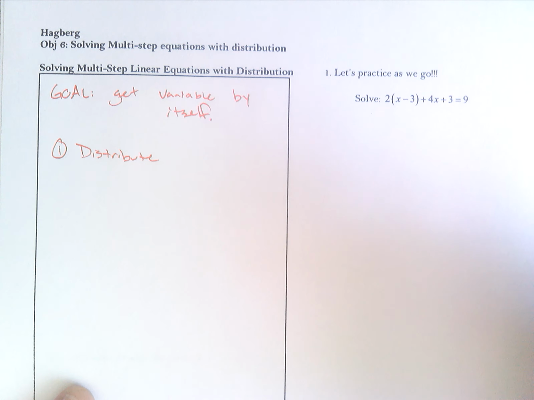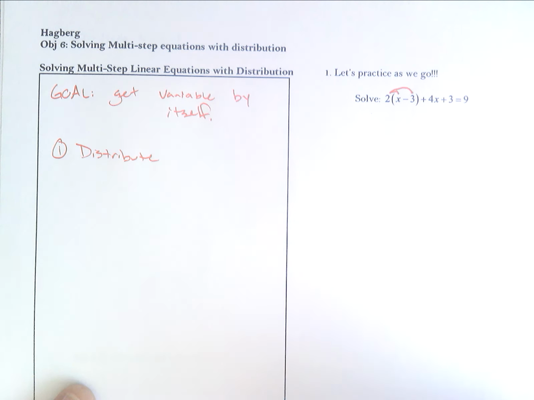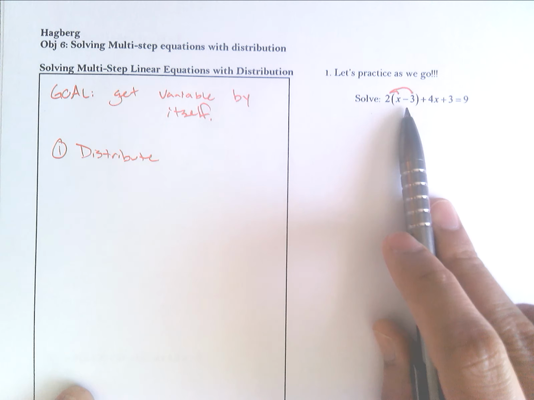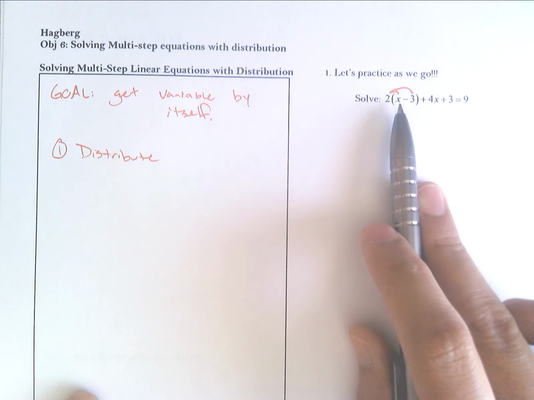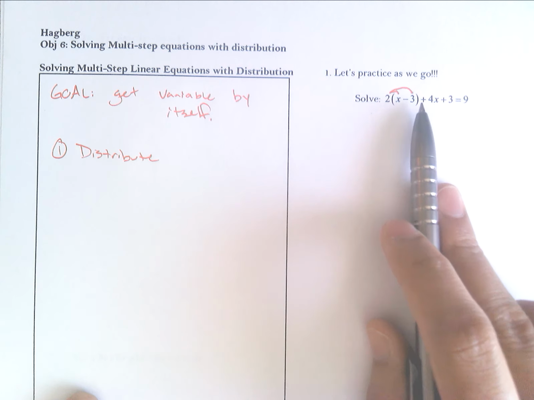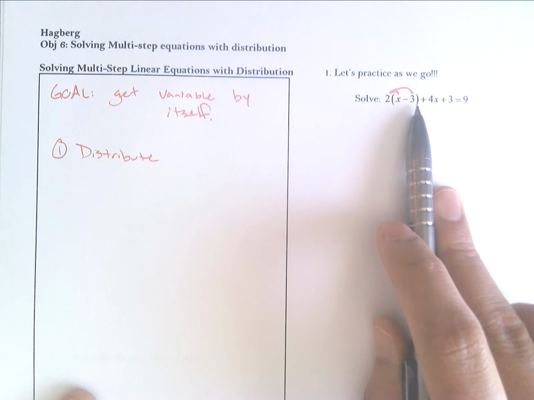So in order to distribute this, I need to multiply the 2 to all of the terms inside of the parentheses. The biggest mistake that I see students make is that they'll just do it to the first term and not every term inside the parentheses. Remember, to distribute, you want to multiply by everything on the inside.